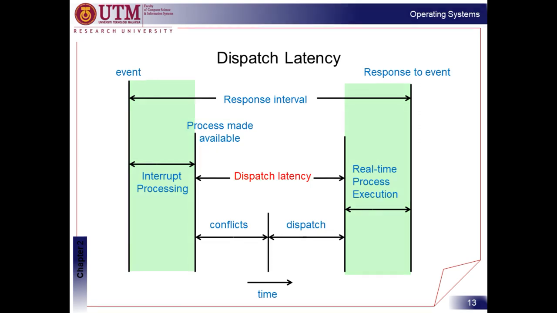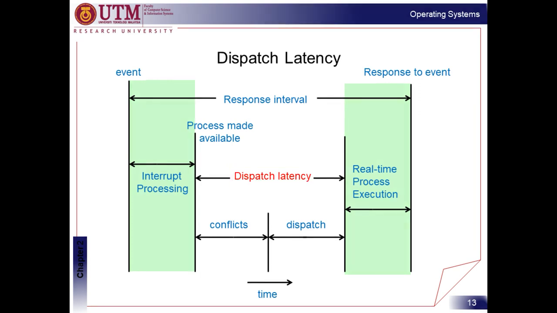As we discussed before, dispatch latency is the amount of time it takes to stop the current process and start running the process that was chosen to handle the event. The shorter the dispatch latency, the faster the system can respond to events. This is important for real-time applications.